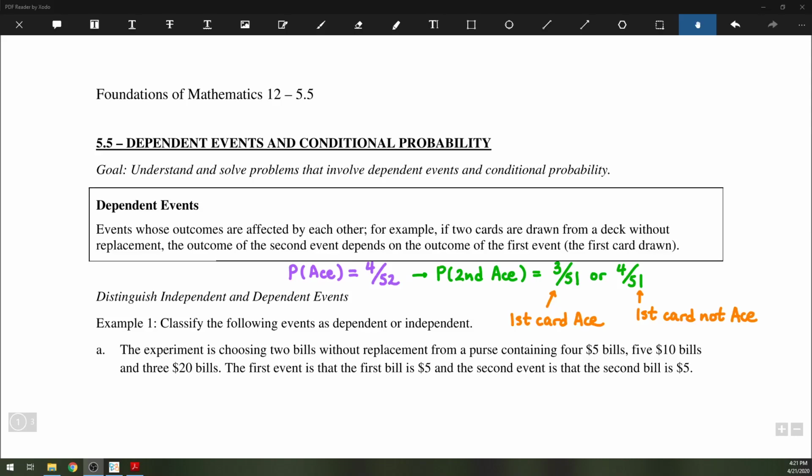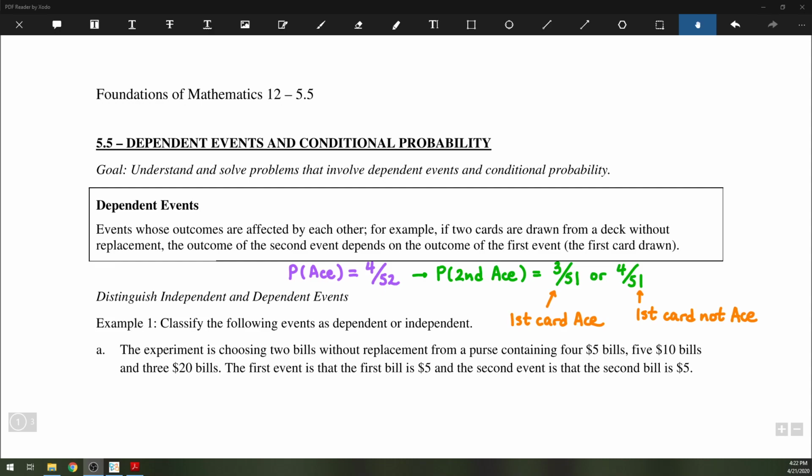Hello everyone. Today we're going to go over section 5.5, dependent events and conditional probability. First of all, before we can talk about conditional probability, we must describe what dependent events are. These are events whose outcomes are affected by each other.